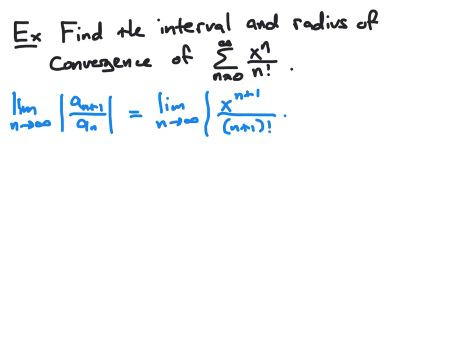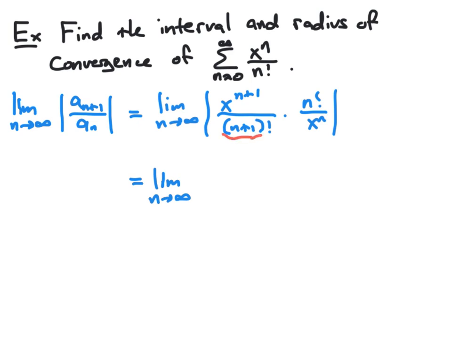And we're going to divide by a sub n, which is the same thing as multiplying by its reciprocal. So we're going to multiply by n factorial over x to the n. And now we want to simplify the expression inside these absolute value bars and then take the appropriate limit.